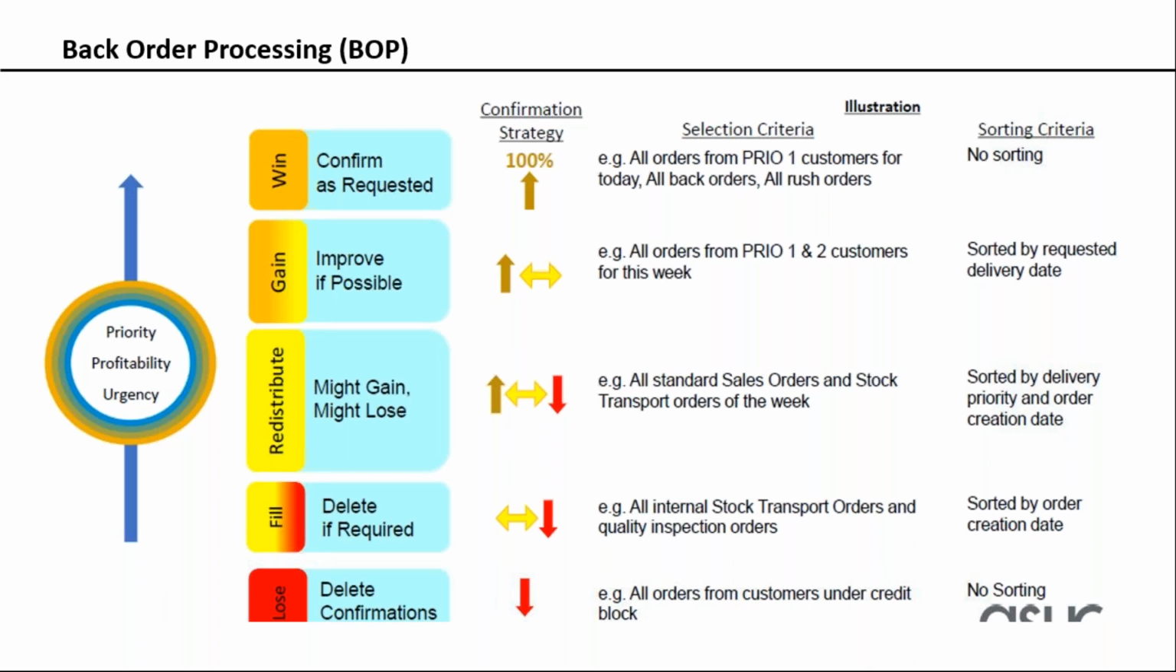Fill means there is no gain; it keeps the existing confirmation. The main difference between fill and gain is that with gain, new inventory will be considered to confirm, but fill means it will not consider any new additional inventory. Delete, or lose, means complete deletion: delete the confirmation from the low priority orders based on the priority, customer priority or whatever priority can be used.